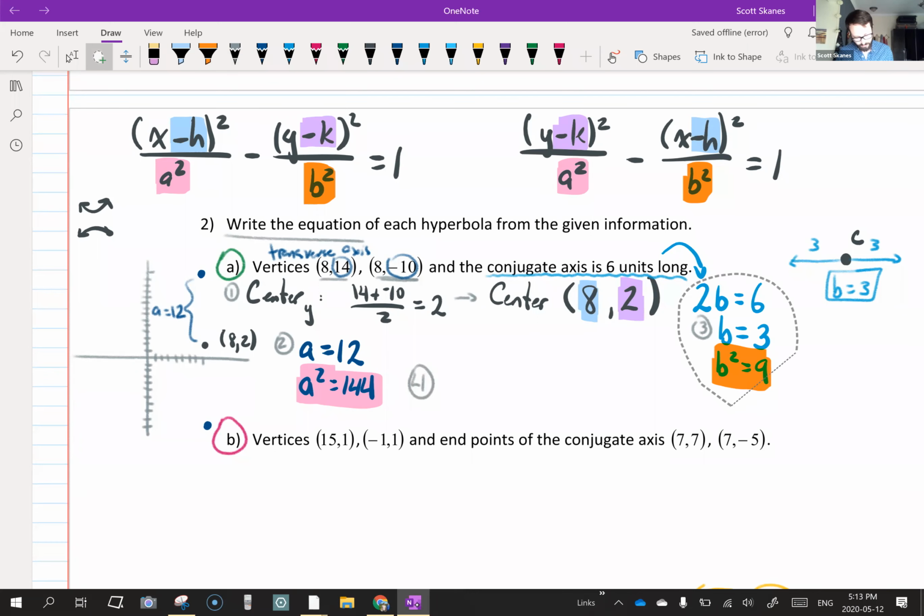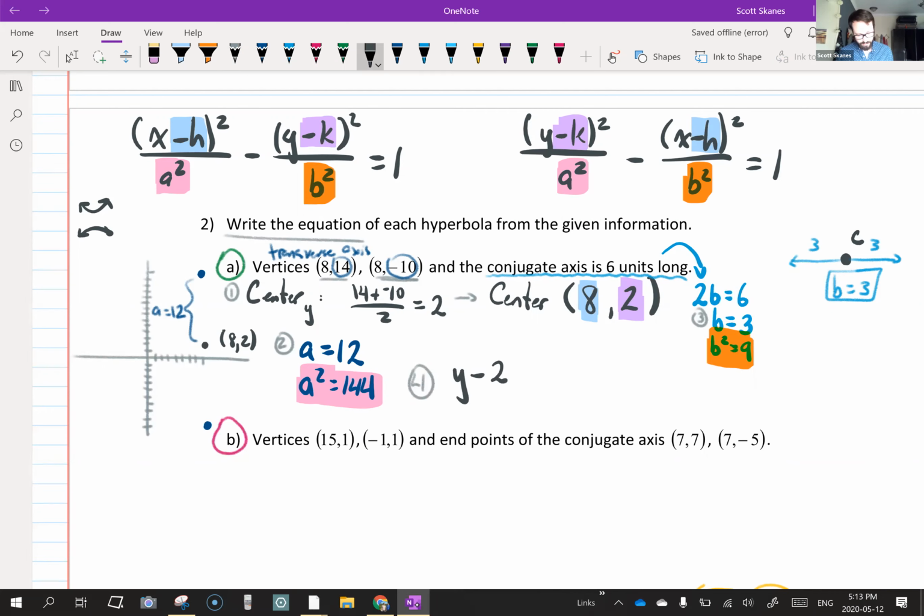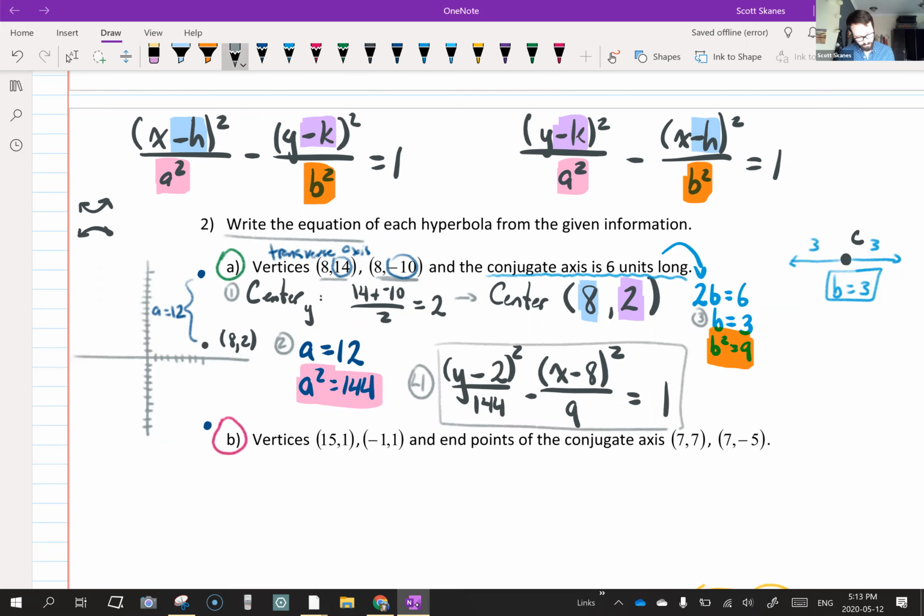Let me move this over because I'm running out of space. Final step, actually write the formula. Y minus K. What's K? K is 2. (Y minus 2) squared over A squared. A squared is 144, minus, oh, I square this, (X minus H). X minus 8, square that, over B squared equals 1. That's my answer. Tiny little bit of work, a crazy amount of thinking.